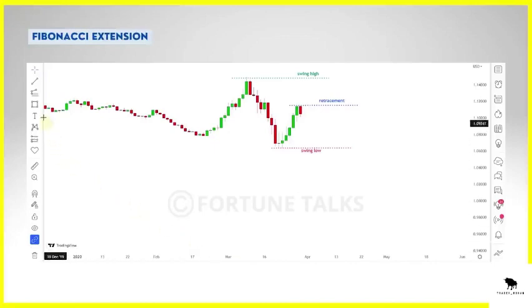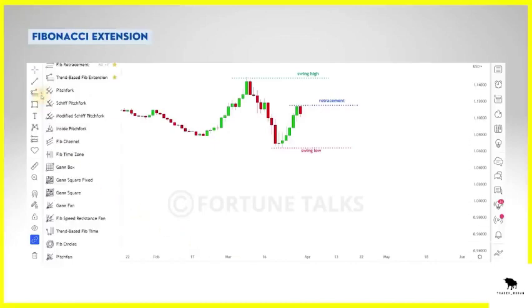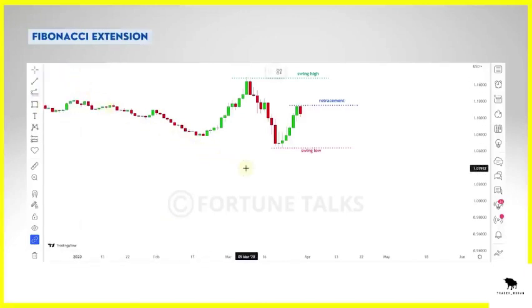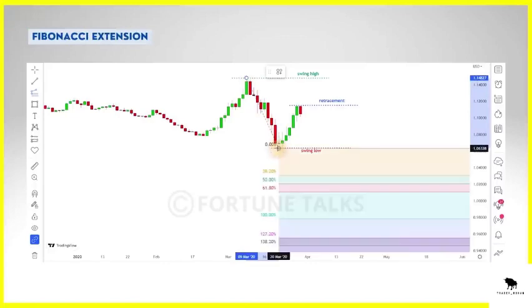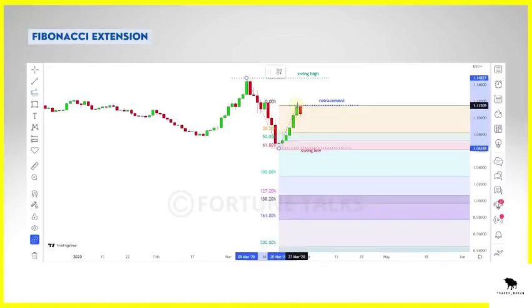You need to select the trend-based Fibonacci extension tool from the left side panel and click on the 3 swing points. So you will have to start with the most significant swing high, which is the origin, and then click on it, drag the cursor down, click on the most recent swing low level, and then again drag the cursor back up and click on the most significant retracement level.